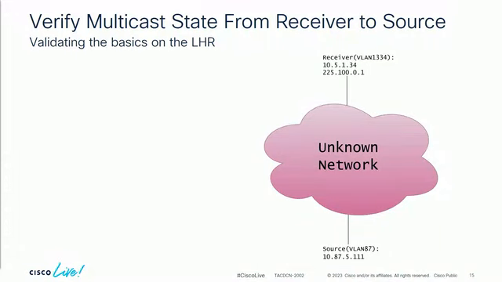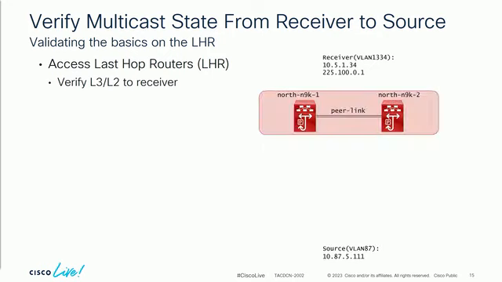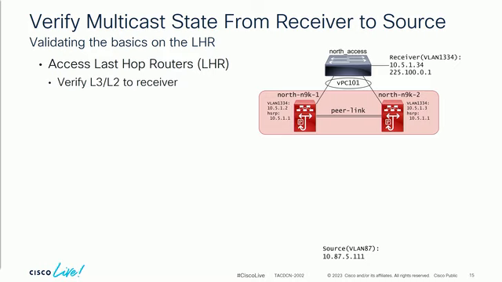Okay, so let's go ahead and start troubleshooting from the receiver to the source. I'm going to connect to the last hop router and verify that L3 and L2 are working to the receiver up here. In this case, we're connecting to North 1 and North 2 that are in VPC, and they are connected to the receiver through a VPC link. The receiver's in VLAN 1334, and these switches are the default gateway. We verified that. Let's say that everything is working, L3 and L2 from there.